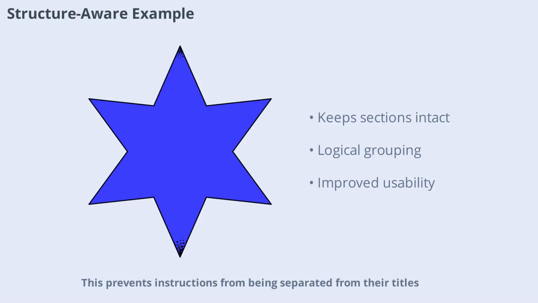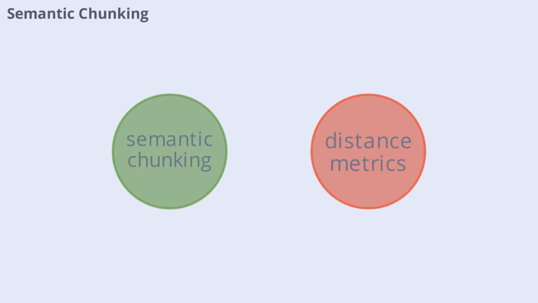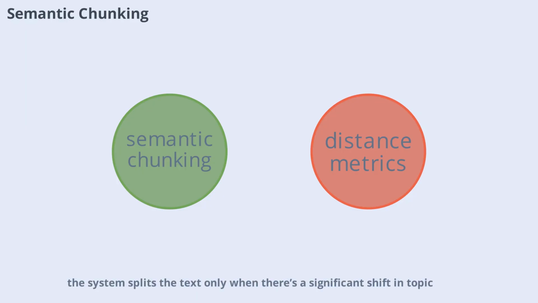This prevents instructions from being separated from their titles, maintaining the logical flow and usability of the information. Semantic chunking uses machine learning or distance metrics to find natural breakpoints in text based on meaning. By calculating the similarity between sentences, the system splits the text only when there's a significant shift in topic. This ensures that each chunk represents a coherent idea, making retrieval more accurate.